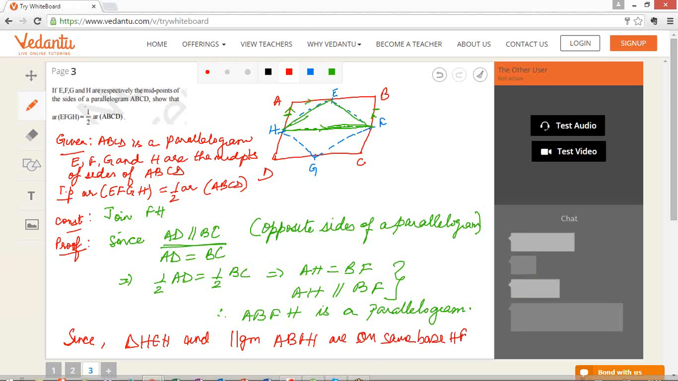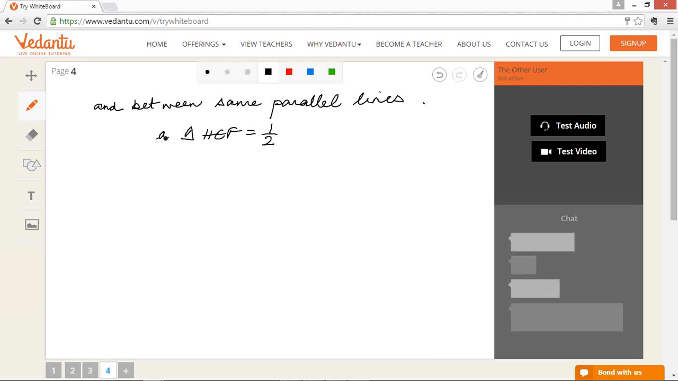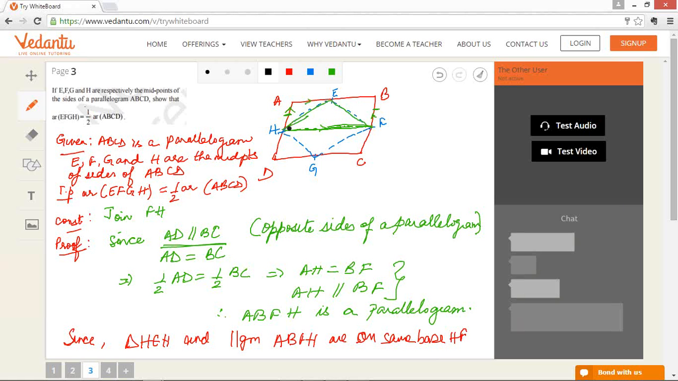HF, I'll take the new page, and between the same parallel lines, therefore I can use the result that the area of triangle HEF is equal to half of the area of parallelogram ABFH. I'll move back again so that you can have a look and revise. What I've done till now, I've proved the area of triangle HEF is equal to half of the area of parallelogram ABFH by this particular theorem.